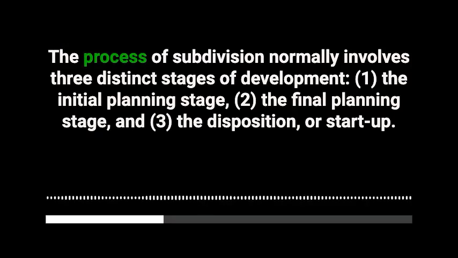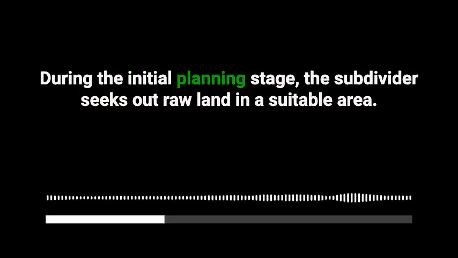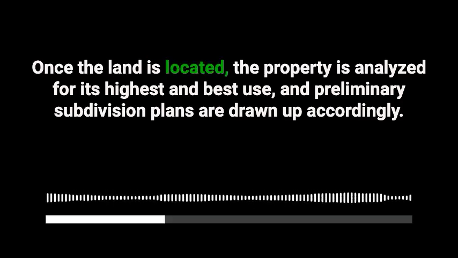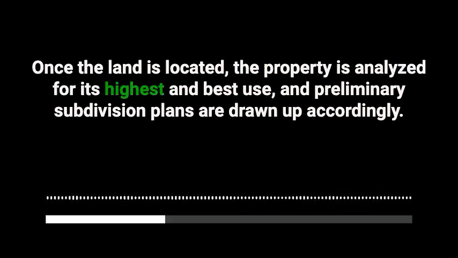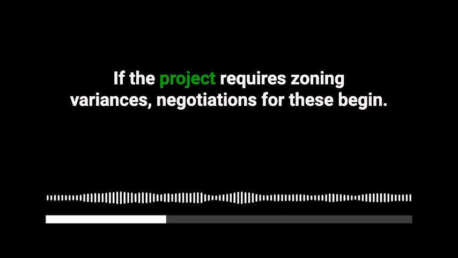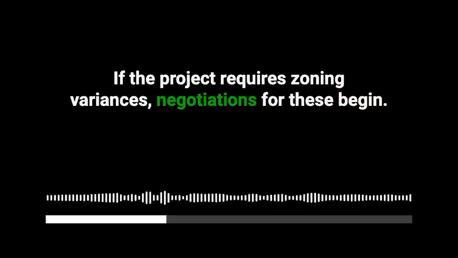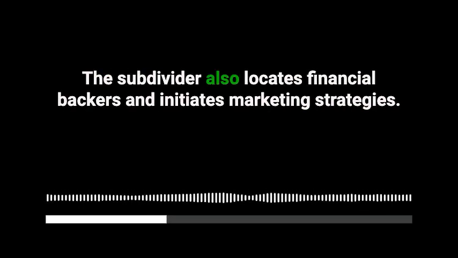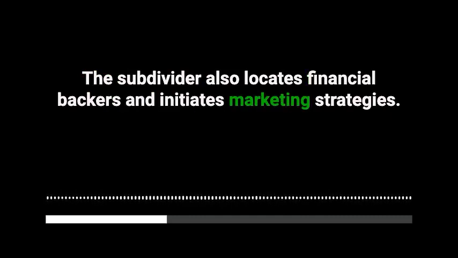Subdivision process. The process of subdivision normally involves 3 distinct stages of development: the initial planning stage, the final planning stage, and the disposition, or startup. During the initial planning stage, the subdivider seeks out raw land in a suitable area. Once the land is located, the property is analyzed for its highest and best use, and preliminary subdivision plans are drawn up accordingly. Close contact is initiated between the subdivider and local planning and zoning officials. If the project requires zoning variances, negotiations for these begin. The subdivider also locates financial backers and initiates marketing strategies.